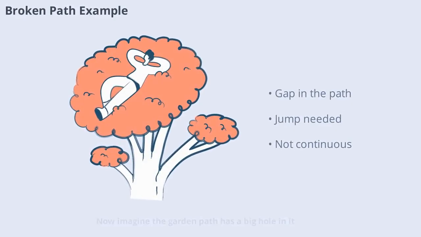Now imagine the garden path has a big hole in it. You'd have to jump over the hole to keep walking. In math, if a graph has a gap or a sudden jump, it's not continuous. You can't draw it without lifting your pencil. This is called a discontinuity. Let's see what a broken path looks like so you can spot the difference.